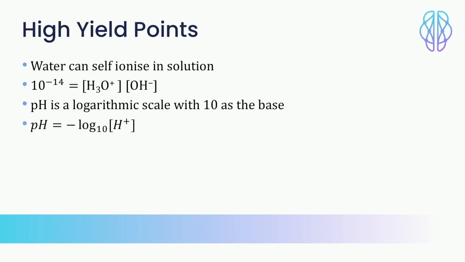Next up, we have a quick module on how to actually use the pH equation in answering questions and figuring out the pH of different solutions. But before that, I want you to remember these 4 high-yield dot points from this video. The first, water can self-ionize in solution. You learn the chemistry behind it and the concentration of H3O plus in a pure water solution at 25 degrees being 10 to the power of minus 7. This is something that's very important. So that's just a step before how we got to 10 to the power of minus 7, but I want you to know this. The pH is a logarithmic scale with 10 as the base, and this is the equation for how to work out the pH of a solution.